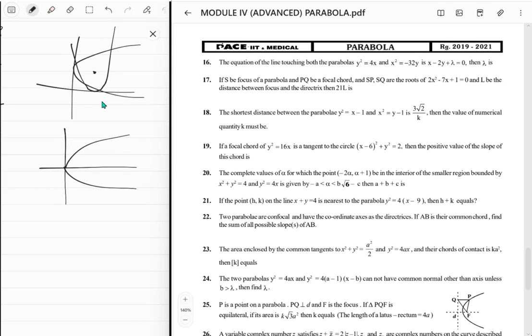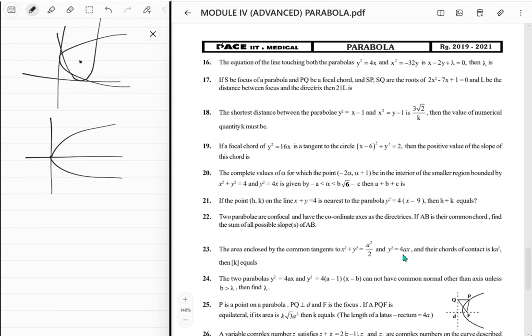So y squared is equal to 4x. Wait, what question is this? 22, right? Yeah. So wait. Okay. y squared is equal to 4ax. And you got the focus over here, a comma 0, and you got some other parabola like this. I don't know. It has directrix over here, right? So it's going to be like y is equal to minus 2b or something. So y equal to b is the tangent at the vertex, minus b. Yeah.